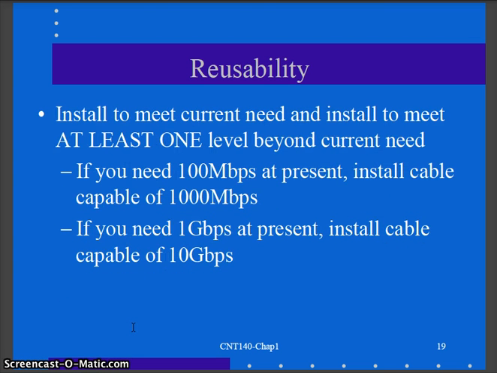And again, I should be installing so that it meets at least one level above where we need to be now. If I need 100 meg now, I should be installing capable of 1000. If I need a gigabit now, I should be installing capable of 10 gig. That way we can upgrade down the road and not have to tear all the cabling out and start all over.